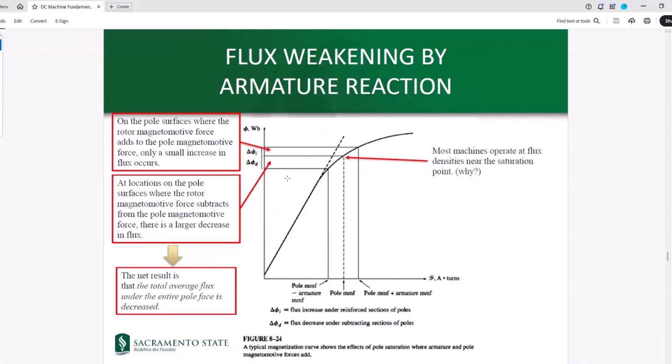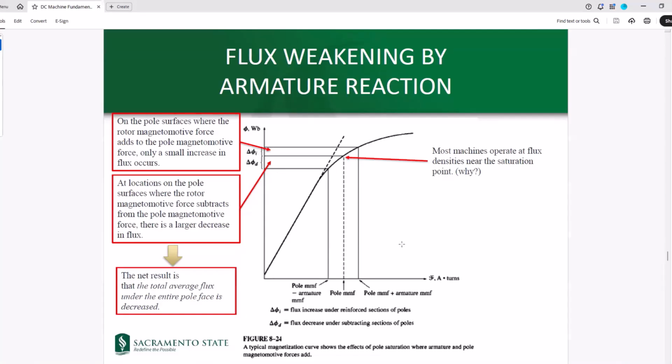Now, there is another impact associated with the commutation, and that would be the flux weakening, the overall weakening of the flux in the machine. That's because in the machine, all magnetic materials work based on a curve. So we cannot say that machines work linearly. Magnetic materials always have a nonlinear feature.